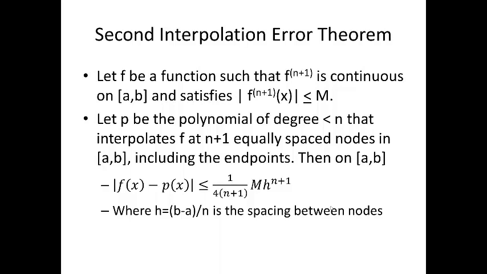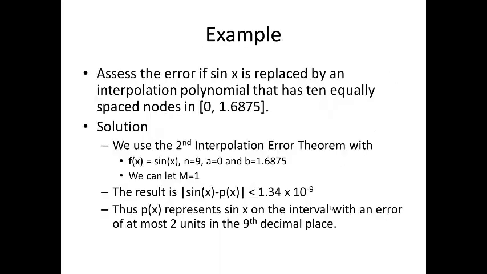So again, this one gives us an upper bound on the error when we have equally spaced nodes. Let's take a look at an example to illustrate things. Assume sine of x is replaced by an interpolation polynomial that has 10 equally spaced nodes in the interval 0 to 1.6875, like we did in the lab.